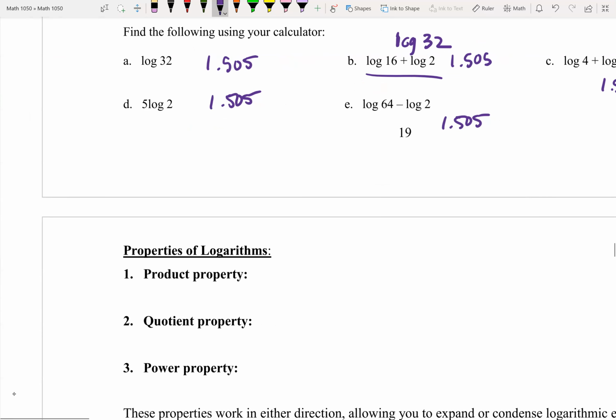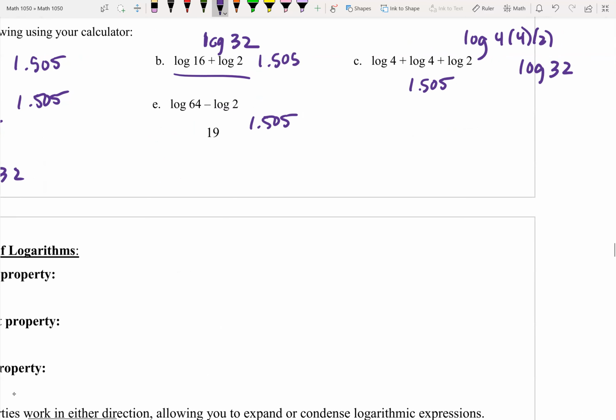I'm going to keep going. This one right here, pull your 5 up. That's the log of 2 to the 5th. What's that? Log of 32. Look at this guy. Condense into one log. The negative tells you to divide. The 64 goes on the top. That's going to be the log of 32. They're all the log of 32. You just have to mess with them using the rules. Who says I understand that? Raise your hand. Okay, good.